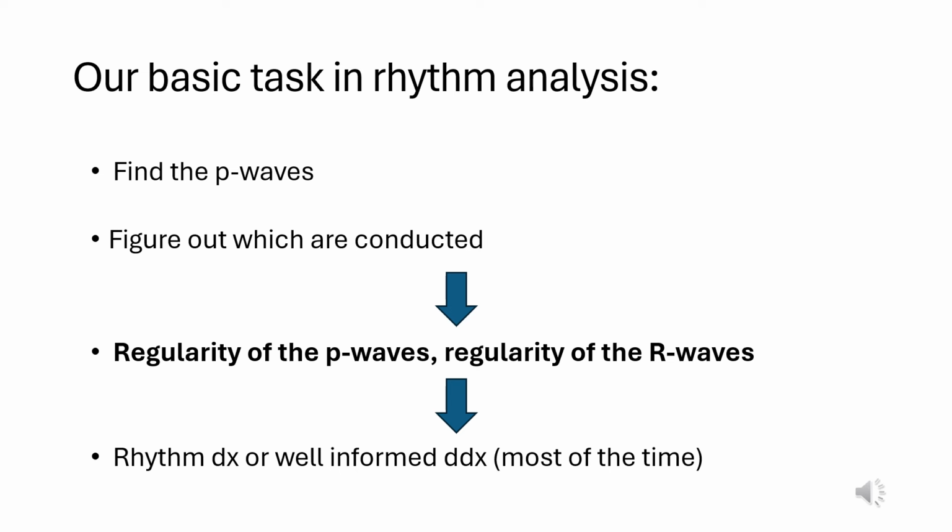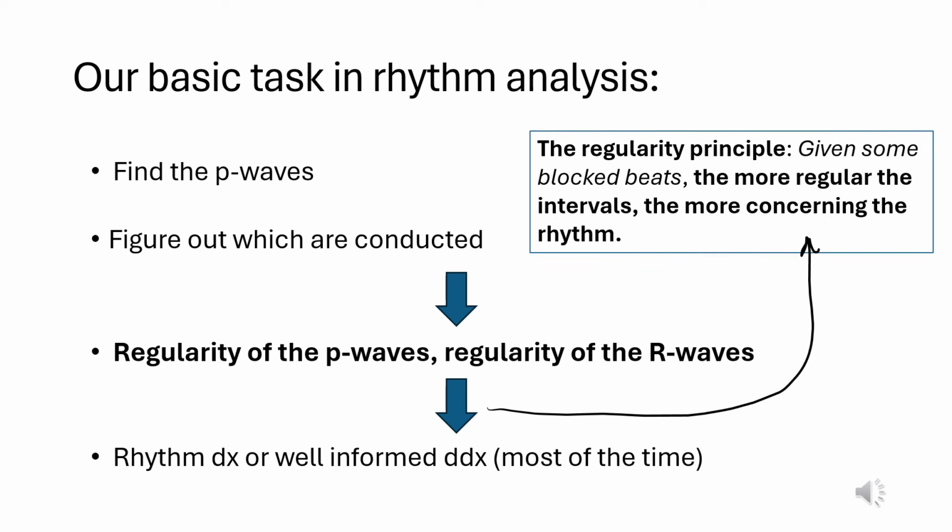And here's the secret shortcut principle, one cool trick, if you will, for doing so. The regularity principle: if there are some blocked beats, the more regular the PP intervals and the more regular the RR intervals, the more concerning the rhythm is.